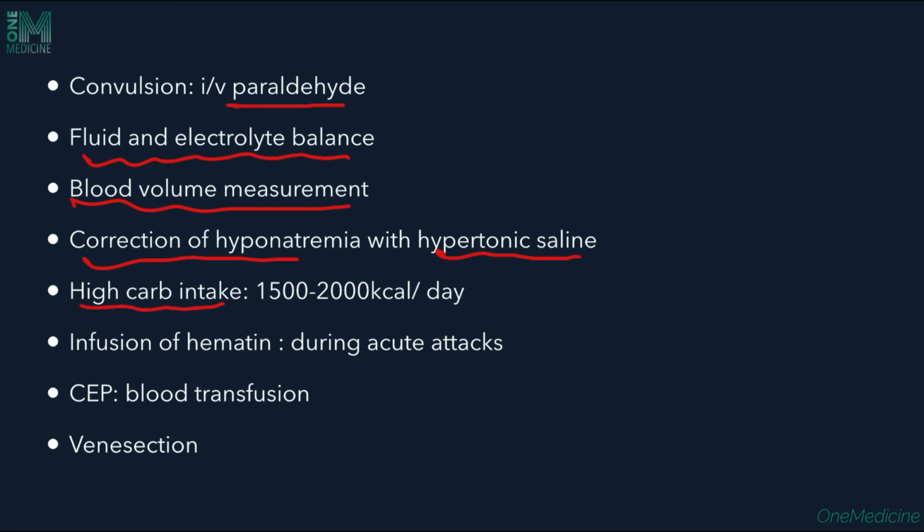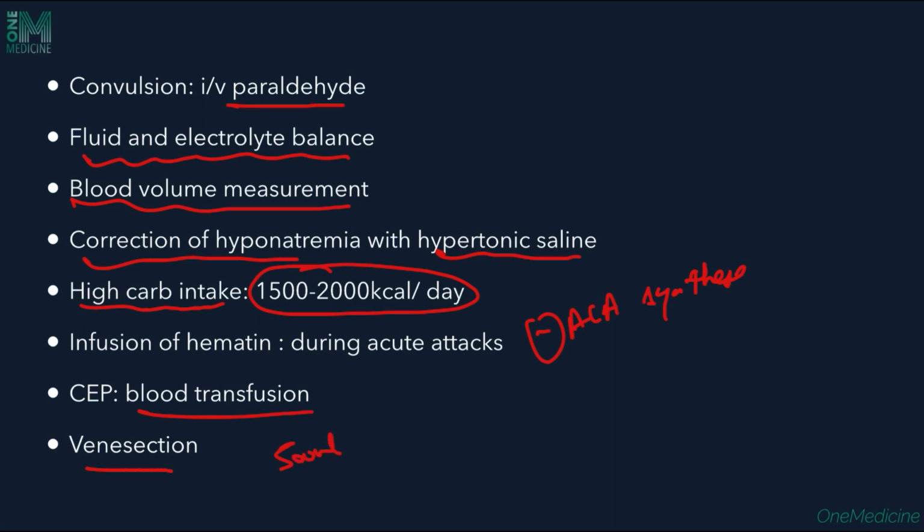High carbohydrate intake with 1500 to 2000 kilocalories per day is given. Infusion of hematin is required because it inhibits the synthesis. ALA synthase enzyme is inhibited by hematin, so that can be given here. And blood transfusion is given in congenital cases. Venesection for removing blood is given. Around 500 ml of blood is removed per week. Either once or twice weekly we can remove 500 ml of blood when venesection can be performed.